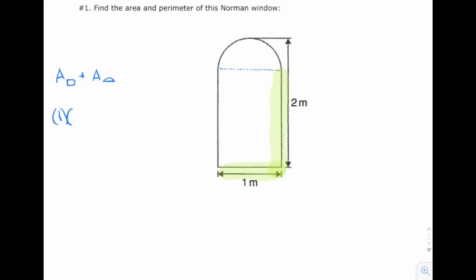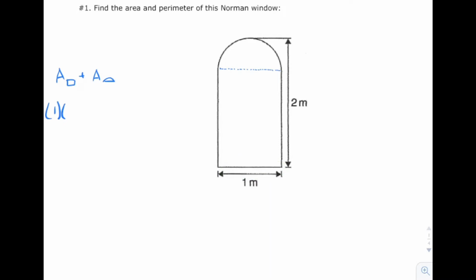You don't want to use the 2, right? Because the 2 goes all the way to the top. We don't want to use the 2. You got to be a little careful when you're playing with this stuff. We need to figure out the height of that rectangle.